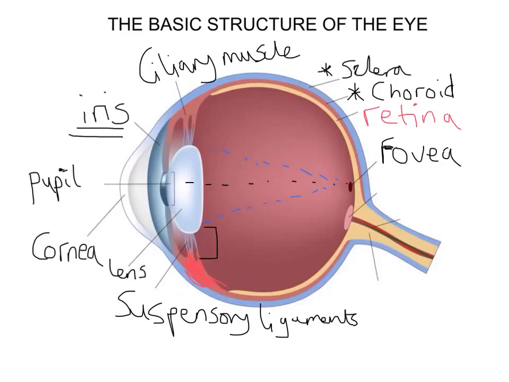Once we've detected the light, once the rods and cones have picked up that stimulus, we then need to communicate that to the brain. And we do so via this here. We've got the optic nerve. So the optic nerve carries information from the retina to the visual cortex of the brain, the part of the brain that's going to recognise and understand and interpret that information. So this big bit at the back here, all of this is our optic nerve.